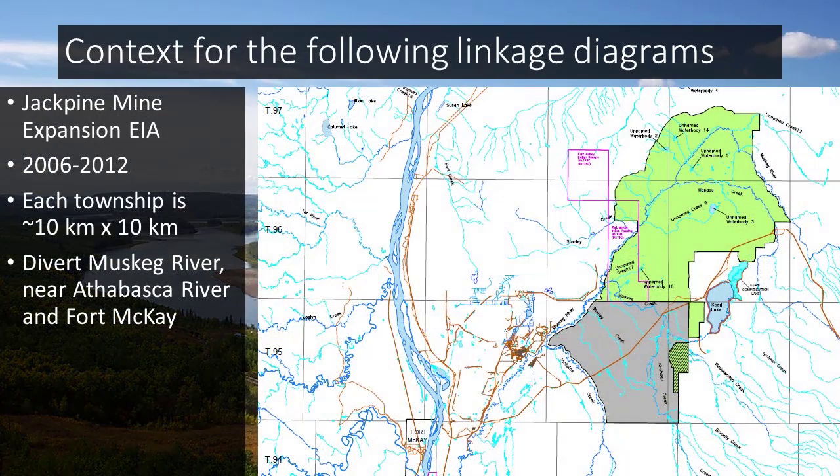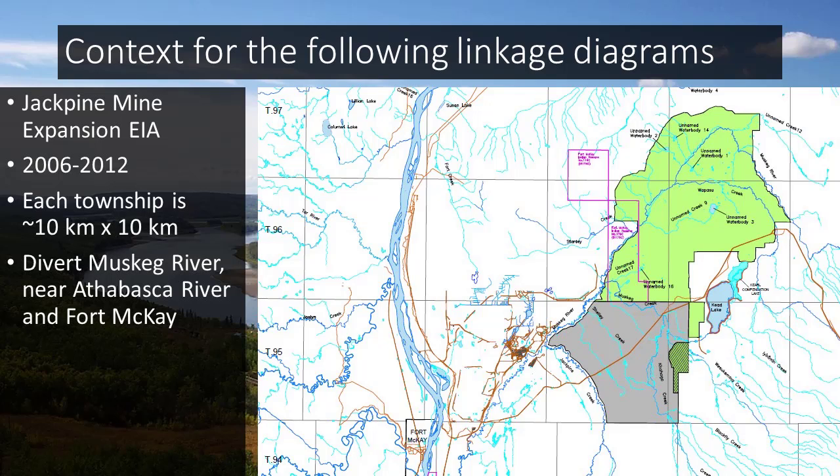So this is just a bit of context. I'm going to show a bunch of linkage diagrams. I just wanted to show what they're sort of representing. So this is the Jackpot mine expansion. We did this EIA about 8 years ago or something like that. And just for scale, that's about 10 kilometers. So this is a big mine. It's like 20 kilometers across. This was an existing mine and they were expanding it, basically tripling its size.